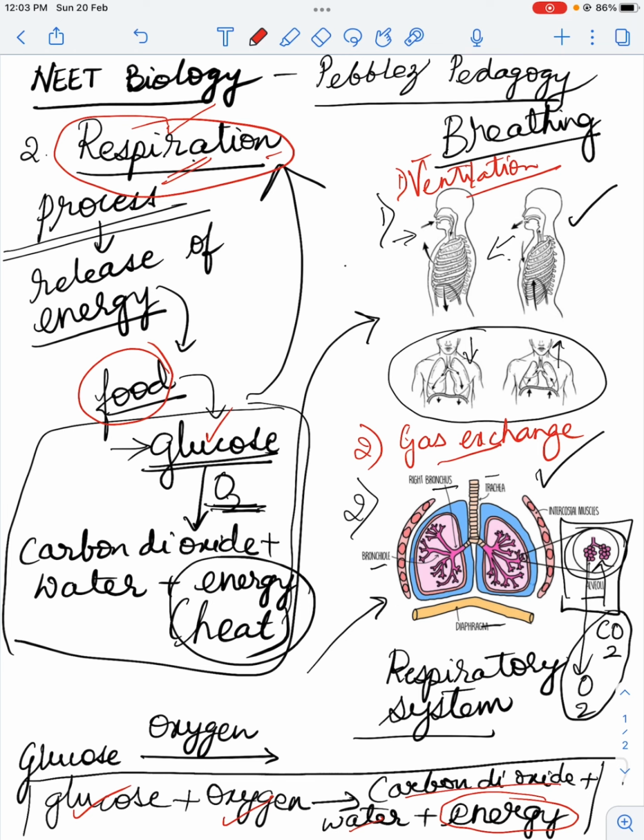All living organisms respire. For your information, I would like to mention that plants do respire as well.